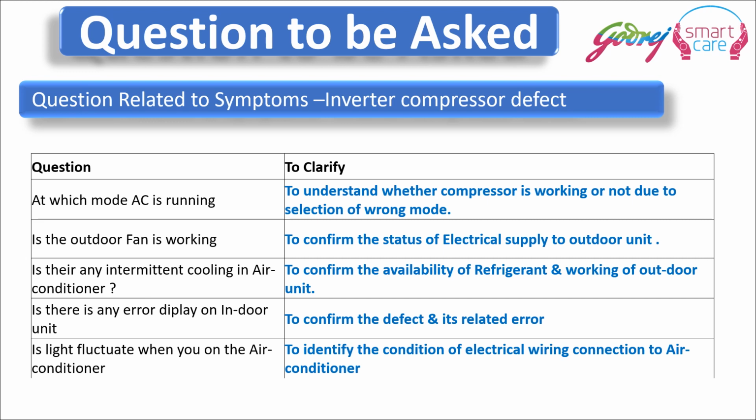Is there any intermittent cooling in the air conditioner? This is to confirm the availability of refrigerant and the working of the outdoor unit. Is there any error displayed on the indoor unit? This will confirm the respective defect related to the particular error. Does the light fluctuate when you switch on the air conditioner? This is to identify the condition of the electrical wiring connections to the air conditioner.